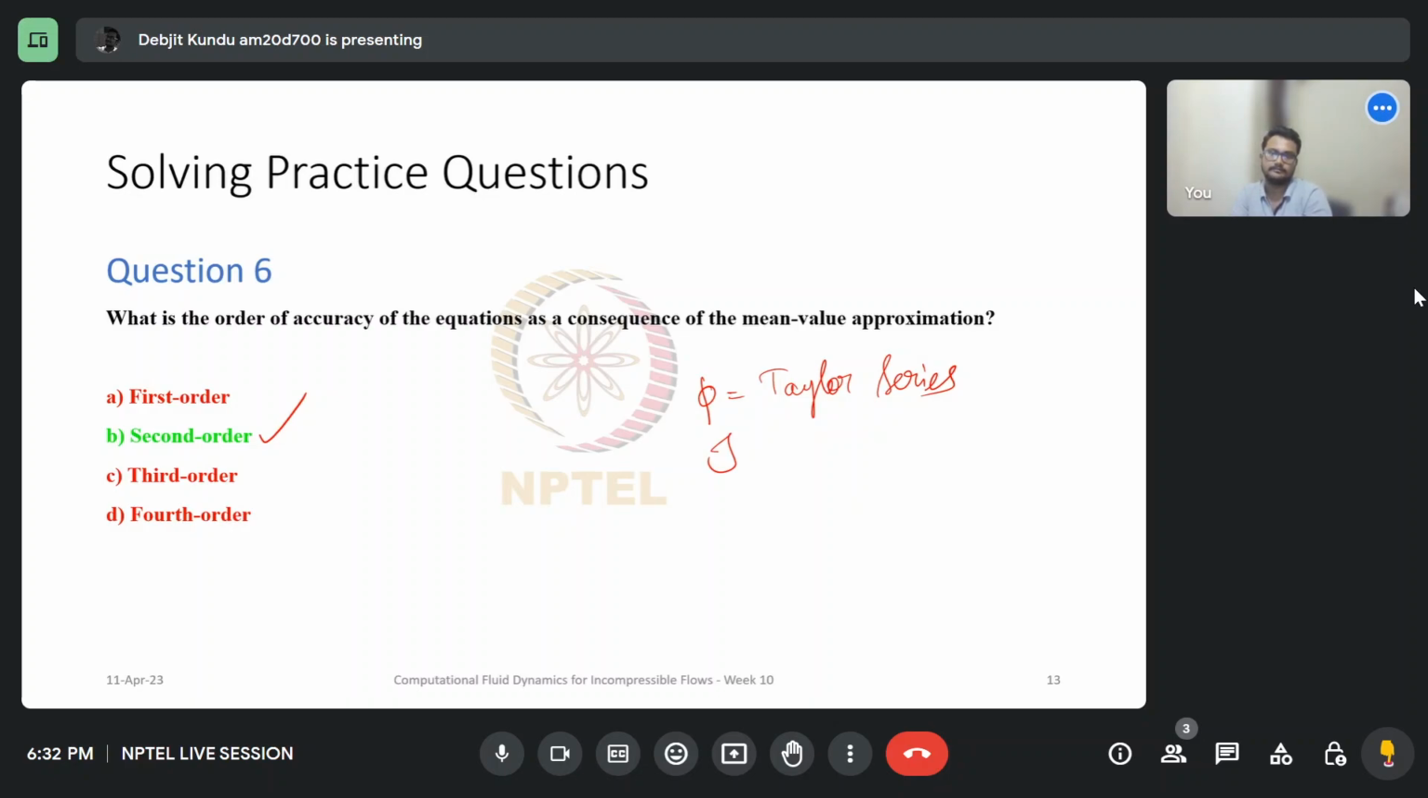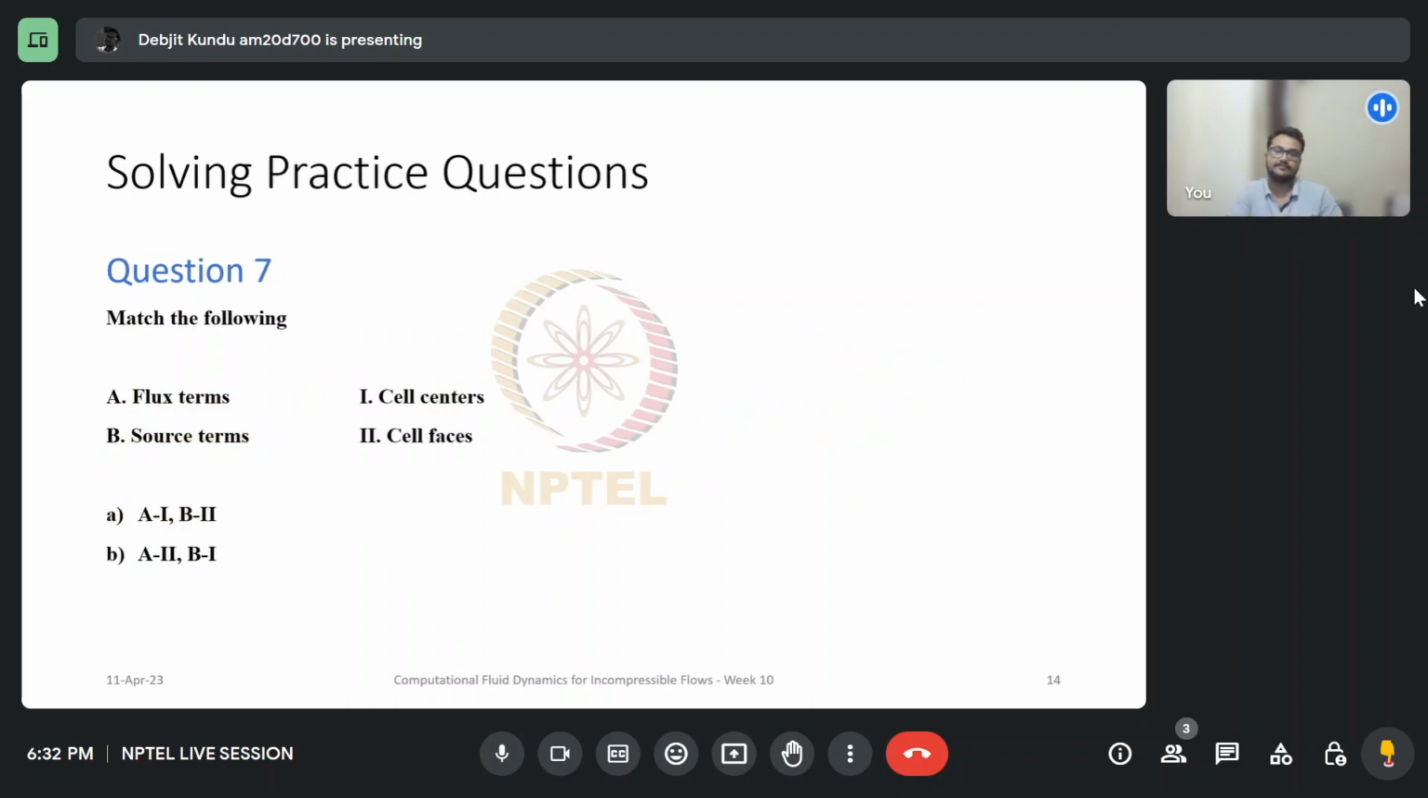Okay, good. Now let's move on to question number 7. So 7 is a match the following type of question. We have on the left hand column the flux terms and source terms, option A and B, which are different terms which appear in the equations. And on the right hand column we have cell centers and cell faces, which are locations of the grid where these terms are calculated. So you have to match which term is calculated at which location.